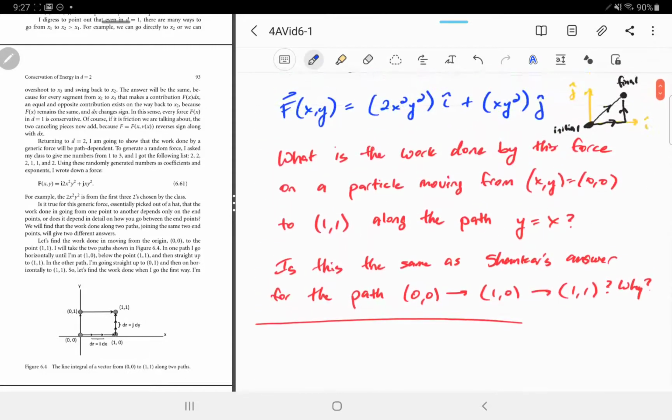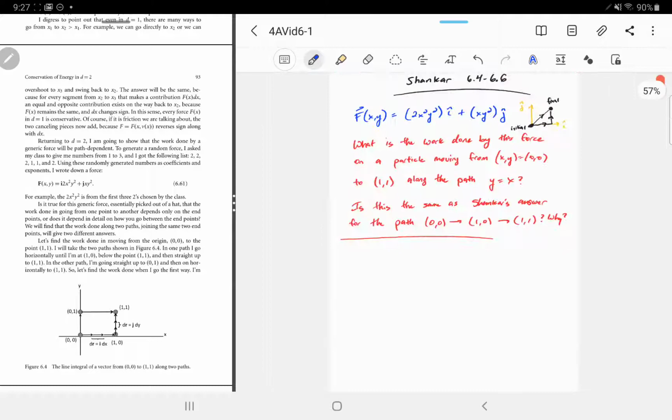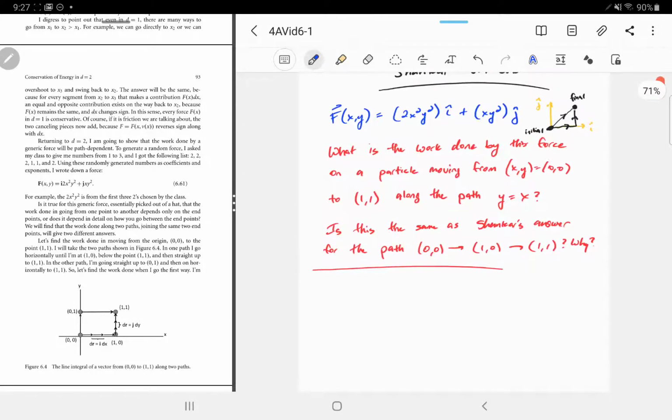All right, so let's see. If we're going along the path y equals x, then we can just set y equals x from the beginning. I want to specify that this is only true for this path. Along the path y equals x, we can say f of x comma y, we can go ahead and plug in y equals x. So we get 2x squared times y squared, that becomes x to the fourth, right, just plugging in y equals x. And then the other one becomes x cubed plus x cubed j hat.